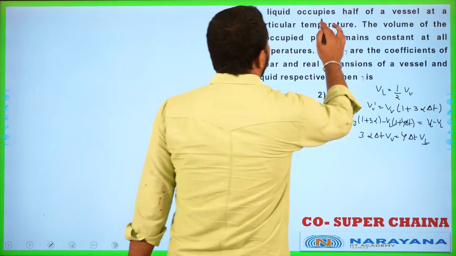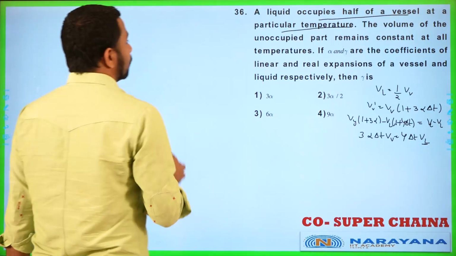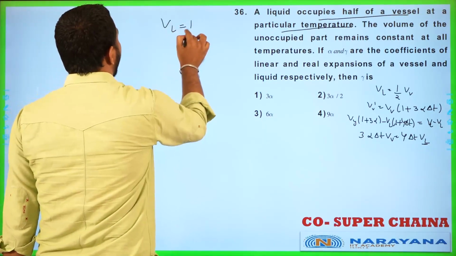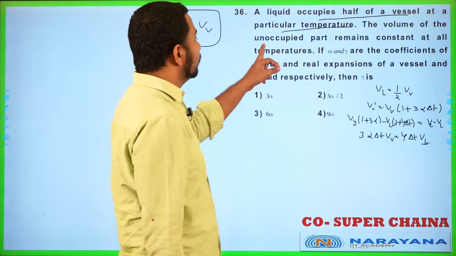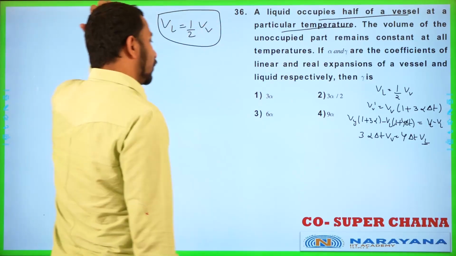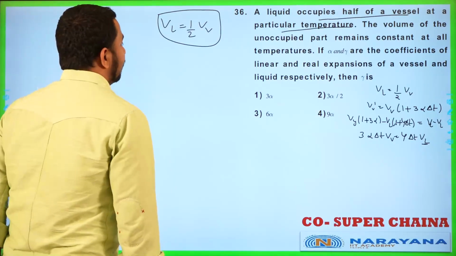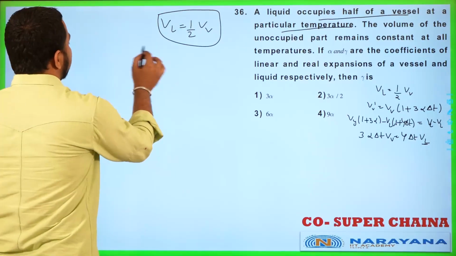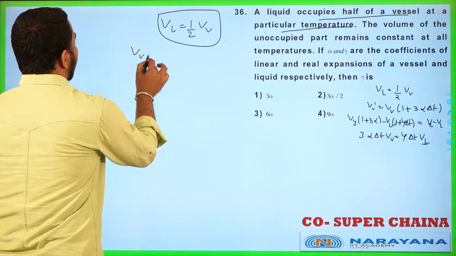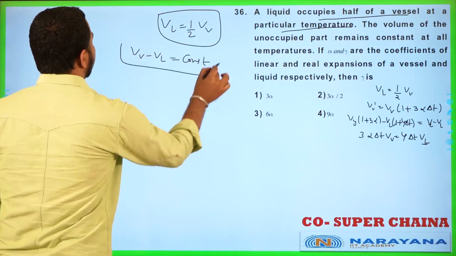Here a liquid occupies half of the vessel. A liquid occupies this volume. So VL is equal to half of V vessel. This is what is given. The volume of the unoccupied part remains constant at all temperatures. So if we have VB minus VL, this is constant at all temperatures.